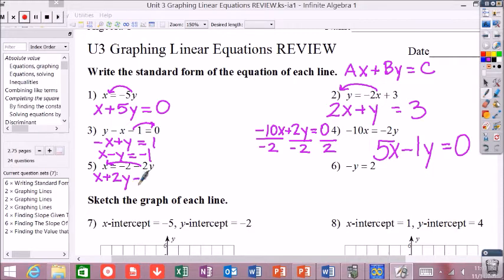For problem number 5, the x term is already on the left, but I'm going to move minus 2y over by adding 2y to each side. X plus 2y equals negative 2. And for our final example, the only thing we have to do is divide out a negative 1. We'll get y equals negative 2.